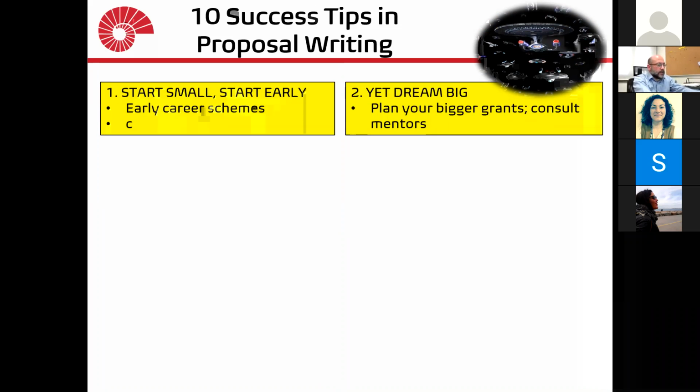One success tip is to start small, start early, especially for the PhD researcher community. It might be reasonable to start with early career schemes, which are almost always not team-centered, but individual schemes anyways. But these are usually small grants, and not these major grants. You might want to go for that, but yet of course, dream big, I would say.